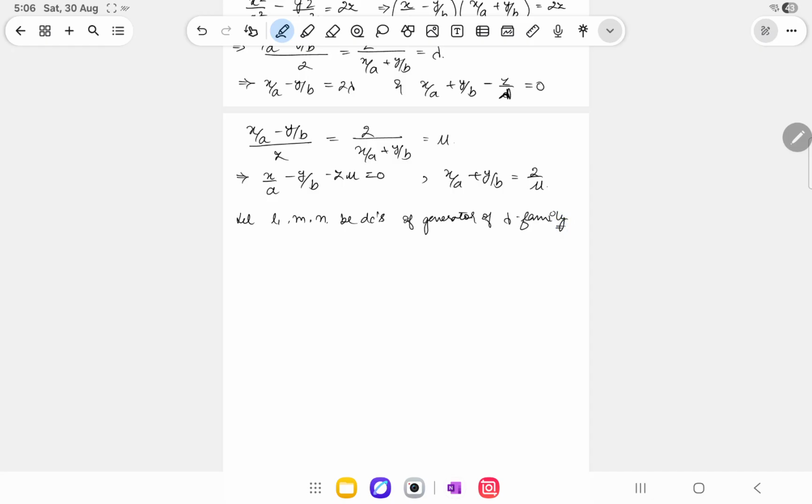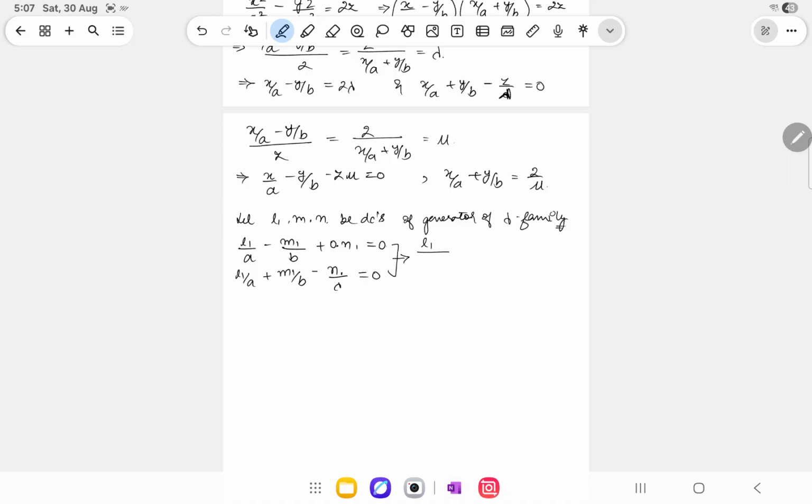If that's the case, then using the perpendicularity result, the line of intersection will be perpendicular to the normals to these planes. So I'll be getting l1 by a minus m1 by b plus 0 into n1 is equal to 0, and l1 by a plus m1 by b minus n1 by lambda is equal to 0. I can solve these two equations to get l1, m1 and n1.